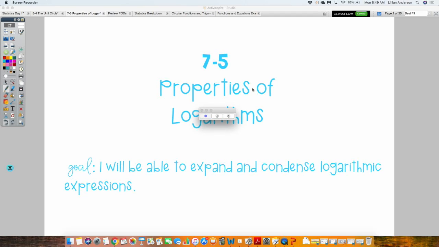Talking about properties of logarithms. All right. Just like with exponentials, how they had their own rules that you followed when it came to simplifying, logarithms also have those properties. So you guys are going to be able to expand and condense logarithms using these different properties that we're going to talk about today. Okay, there's three different ones.